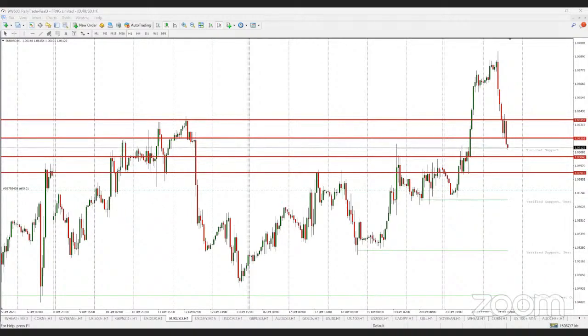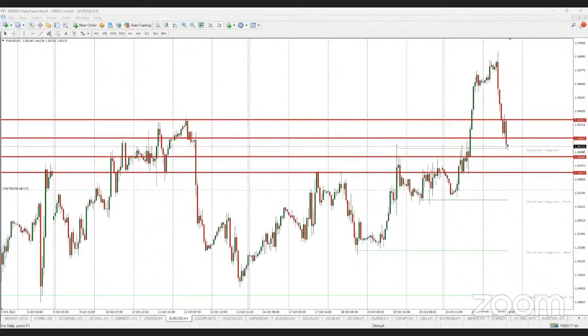It's going to be at price 1.06203. That is where my entry position is going to be actually.